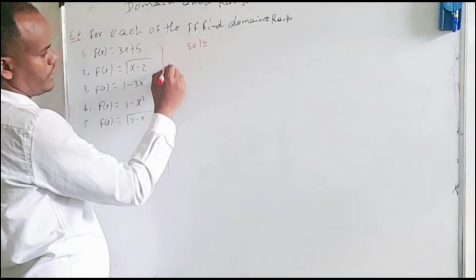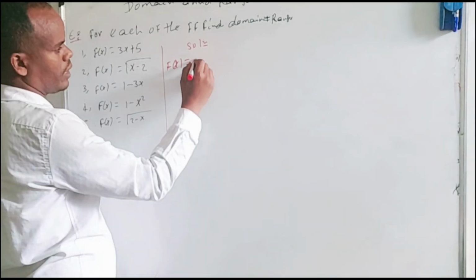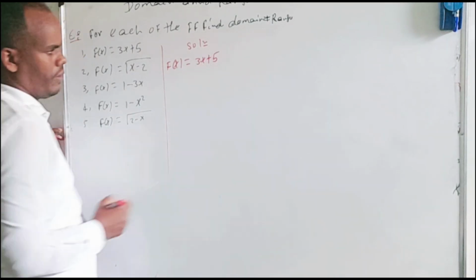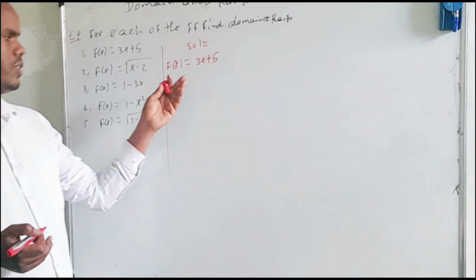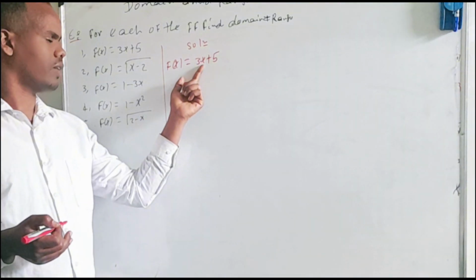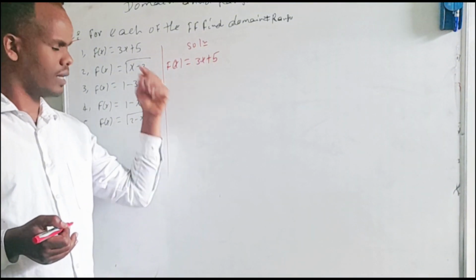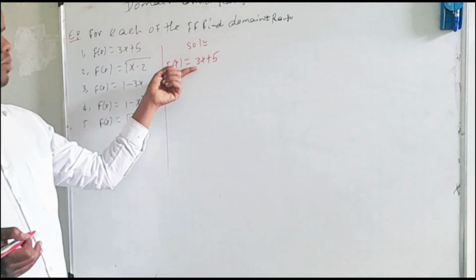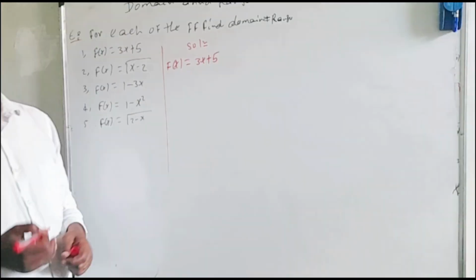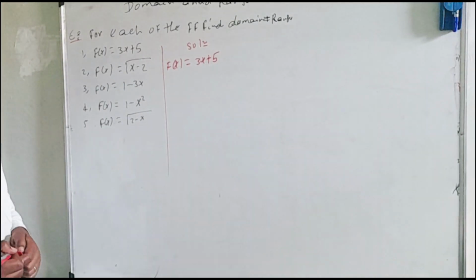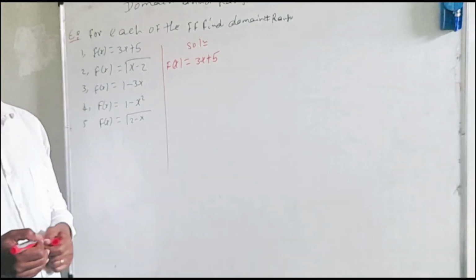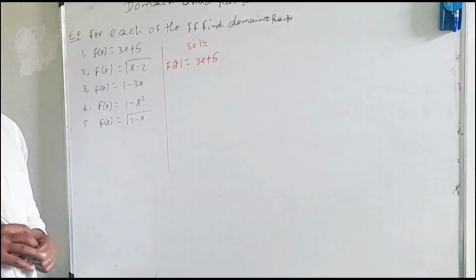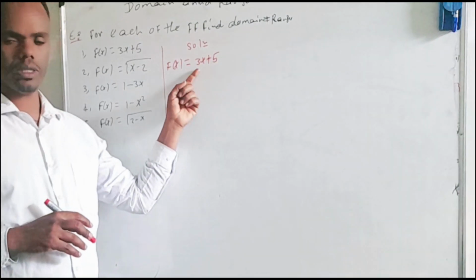The function f of x is equal to 3x plus 5. Find the domain and the range. This is a linear function, so the domain of a linear function is always the set of real numbers.